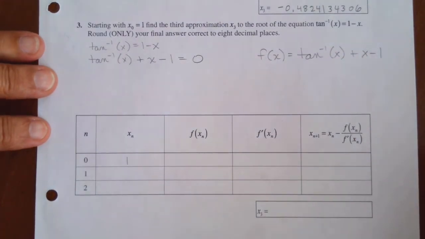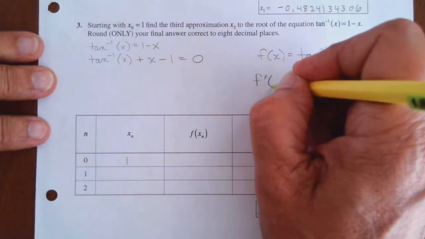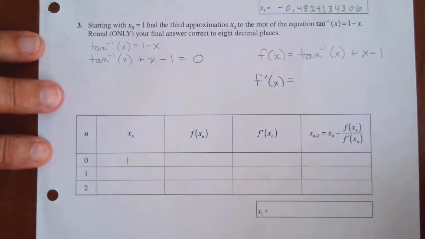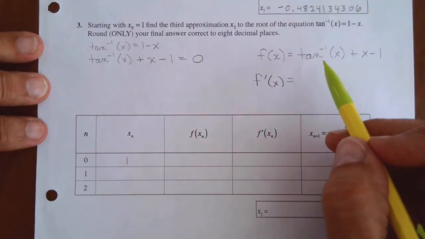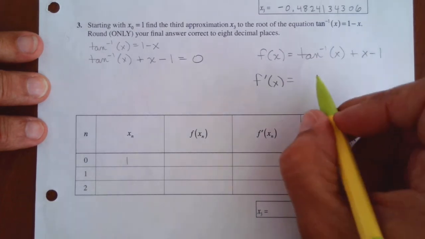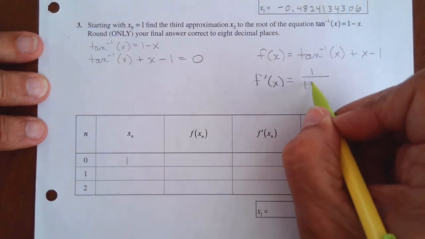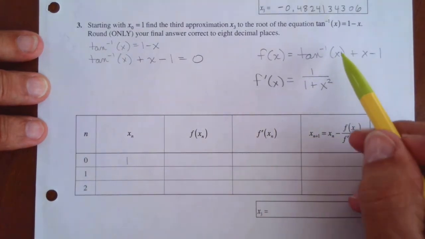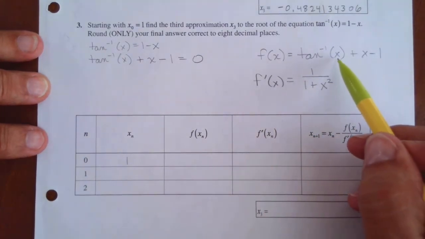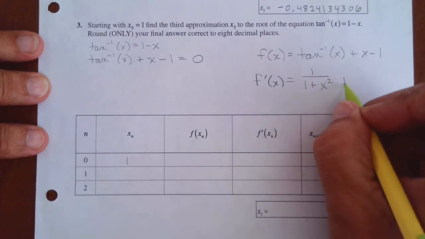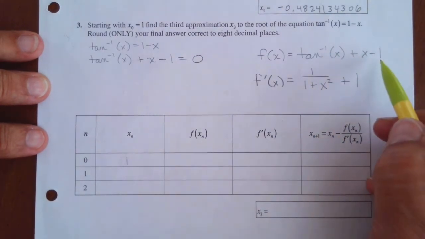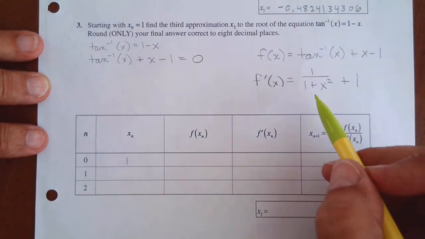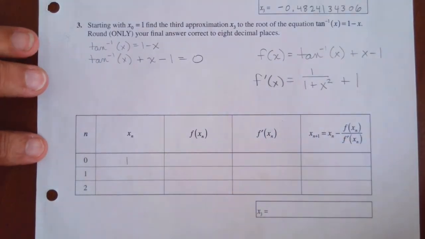Okay? And then we need the derivative. Okay, so what is the derivative of the inverse tangent of x? Remember that is 1 over 1 plus the argument squared, and then times the derivative of the argument, but it's just 1, so we don't need that. Plus the derivative of x is 1, and then the derivative of negative 1 is 0. So here's my derivative, and there's my function.